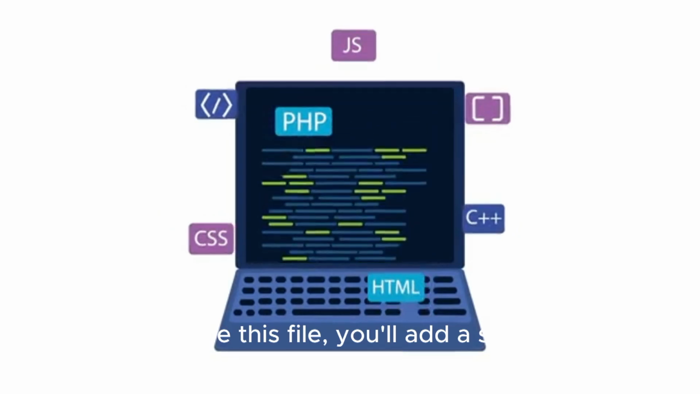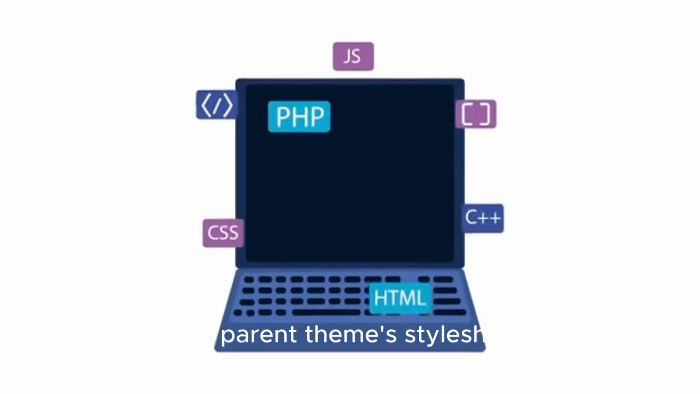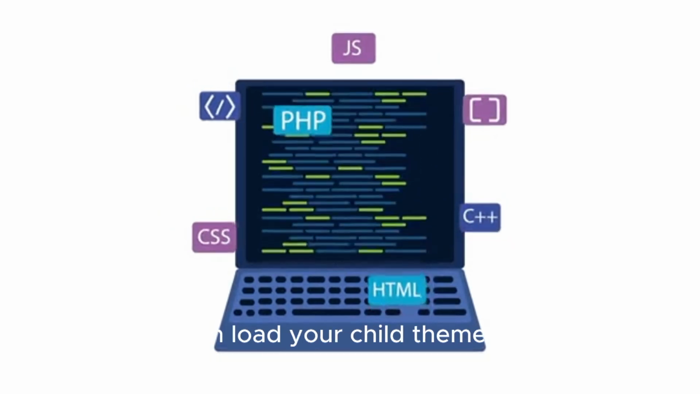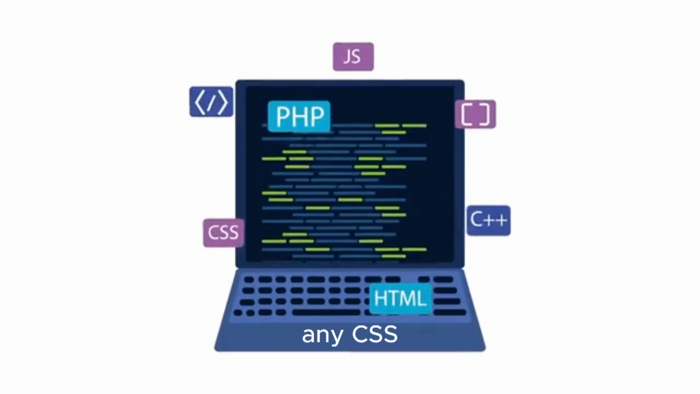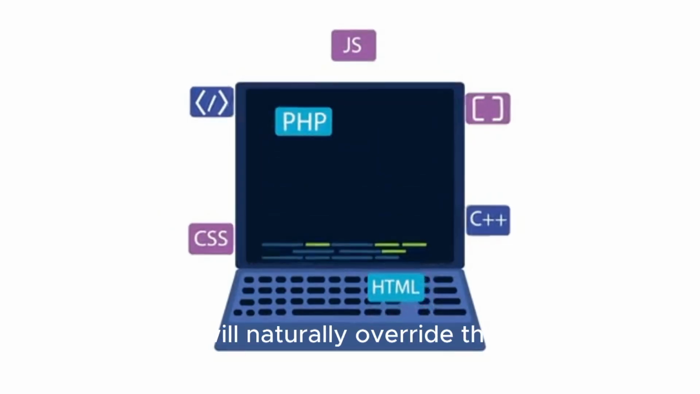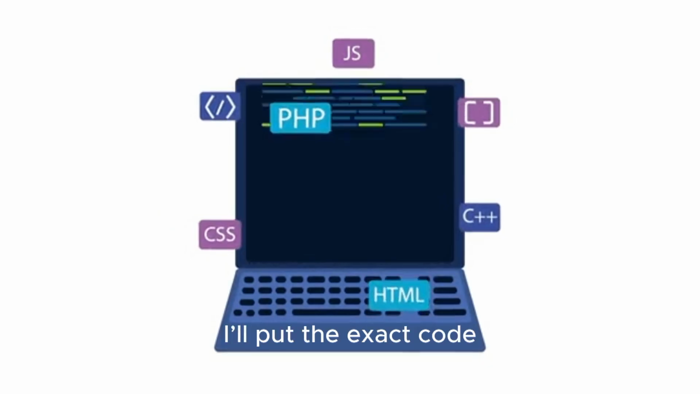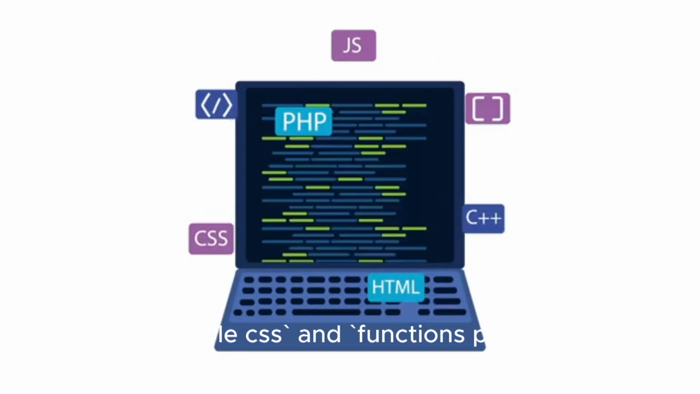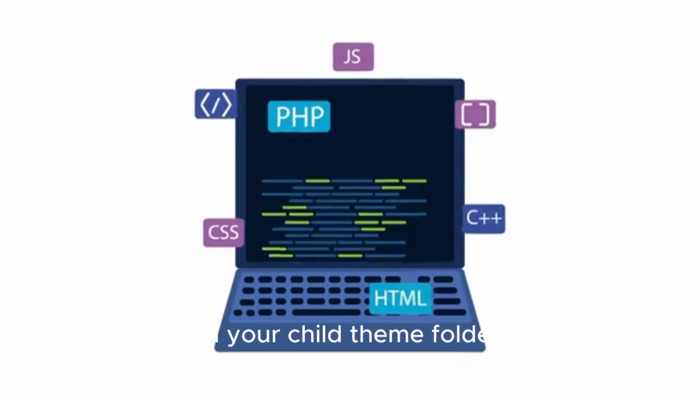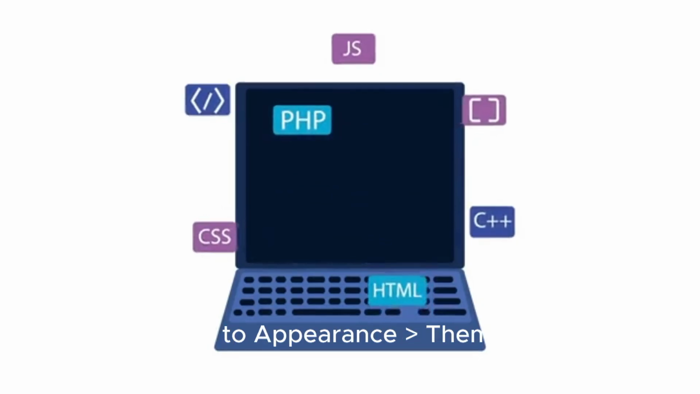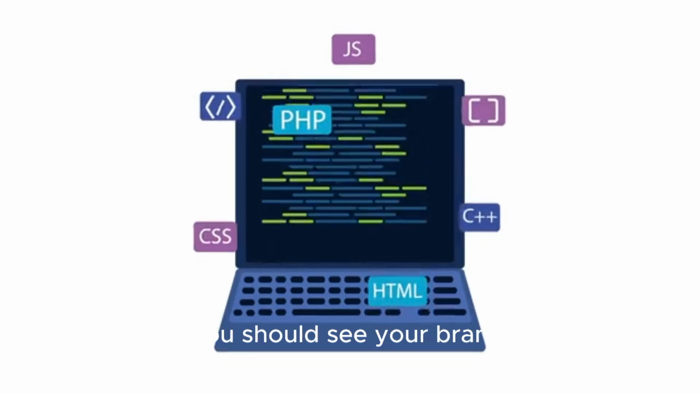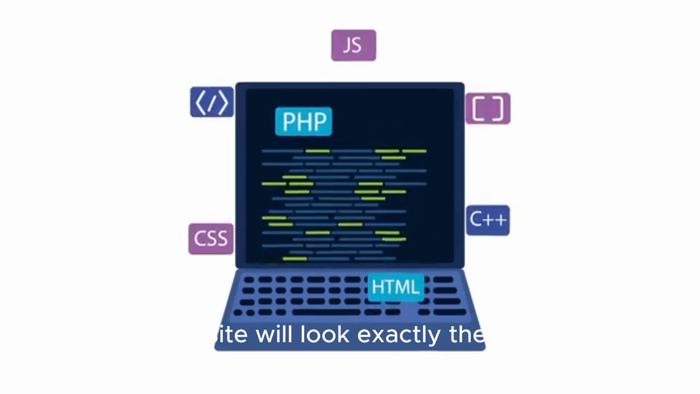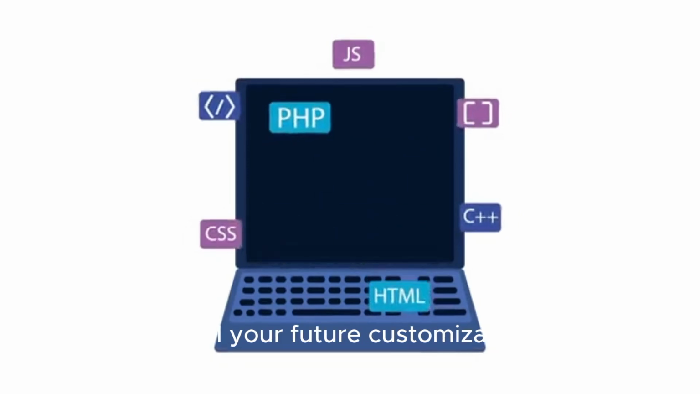Inside this file, you'll add a small PHP snippet that enqueues the parent theme's style sheet. This essentially tells WordPress to load the parent styles first, and then load your child theme styles. This way, any CSS you add to your child style.css will naturally override the parent's rules. I'll put the exact code snippet in the description below, so you can just copy and paste it. Once you've saved both style.css and functions.php in your child theme folder, head to your WordPress dashboard. Go to Appearance, then Themes, and you should see your brand new child theme. Activate it, and you're officially running on a child theme. Your site will look exactly the same, but now you have a safe sandbox for all your future customizations.